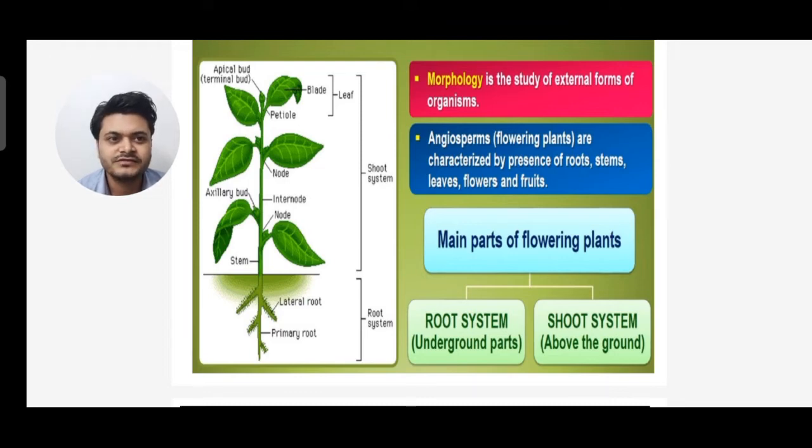The main parts of the flowering plants are the root system and the shoot system. The root system is present underground, while the shoot system is present above the ground. You can see in the figure on the left-hand side, below the soil is the root system and above the soil is the shoot system.